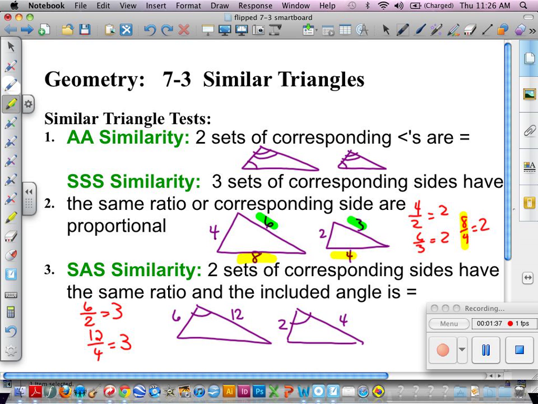Side angle side similarity, same thing with the side angle side triangle congruency test. The angle has to be between the sides. And again, students will ask, how do you know what goes with what? I'm taking the largest side, 12, and putting it with the largest side, which is 4, and smallest, 6 and 2, and you get the same ratio.